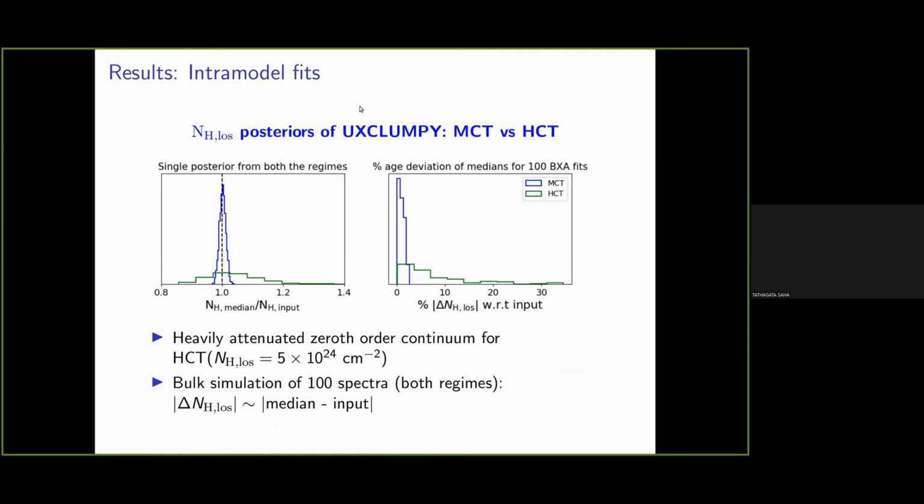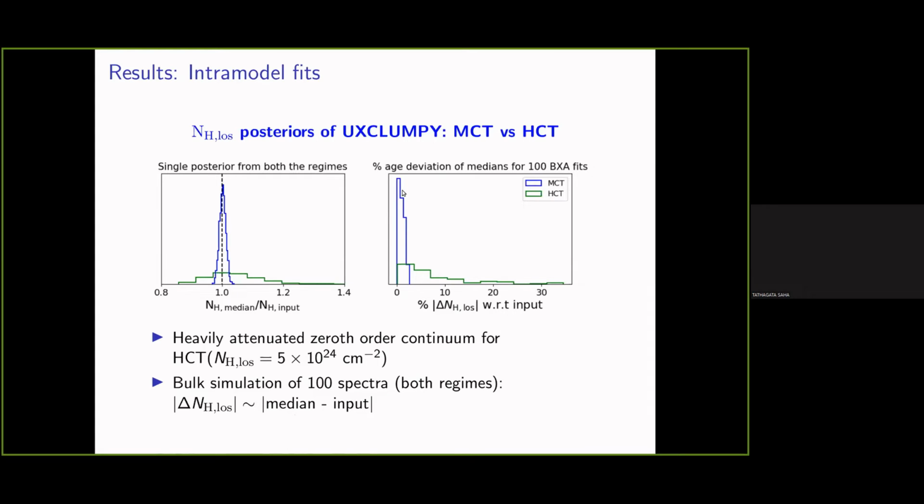Now, depending on the regime, this is for the line of sight absorption in the medium Compton-thick and heavy Compton-thick regimes. On the left, you have the single posteriors from both regimes, for both fits. The x-axis is the values, normalized with respect to the input. We find that in the medium Compton-thick regime, the line of sight absorption is much more localized. It's recovered with much less error. However, for the heavy Compton-thick regime, it's much more spread out. To check the statistical validity of this, we perform 100 different BXA fits to 100 different spectra, simulated under the same conditions, and we get a distribution of their discrepancy, that's median minus the input values, as shown here.